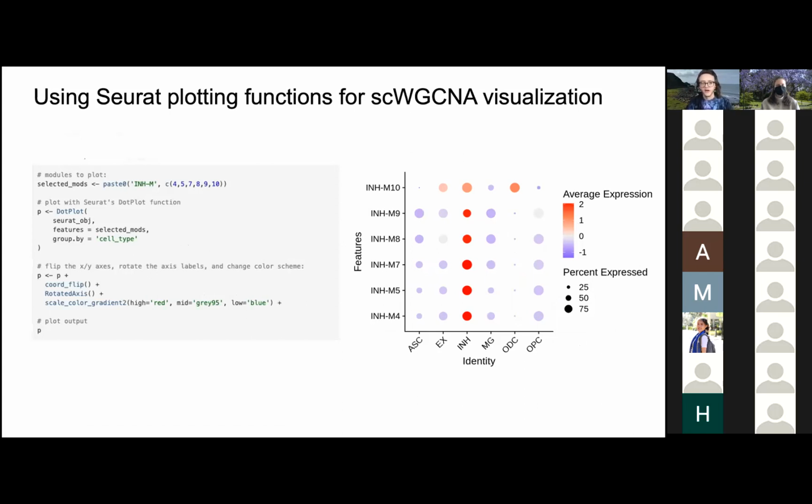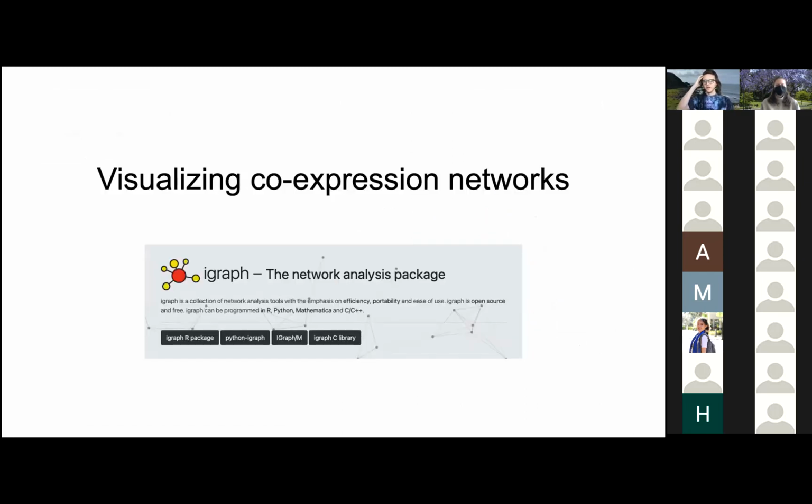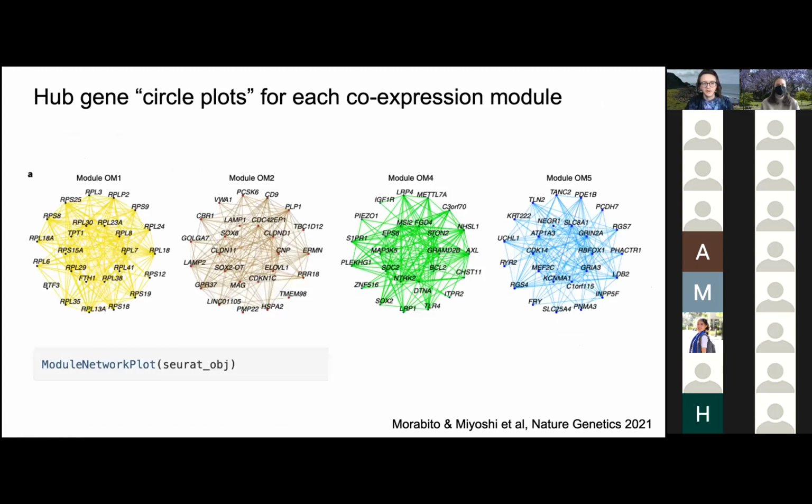Okay, so aside from the Seurat visualizations, to actually visualize the co-expression network, under the hood we use the iGraph package, which is a cool package for doing network analysis and visualization in R. Like I was showing earlier, these are the classic circle plots, common in a lot of different WGCNA papers. We have a function called module network plot, which makes a PDF with one page for each module, showing the top 25 hub genes and their connections, colored by their unique module color.